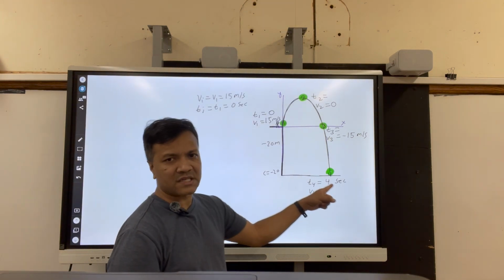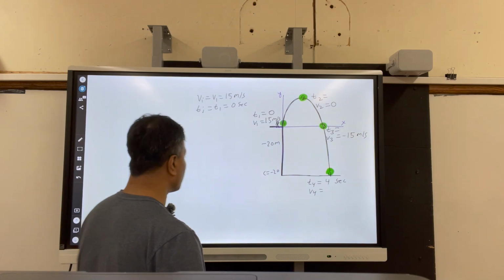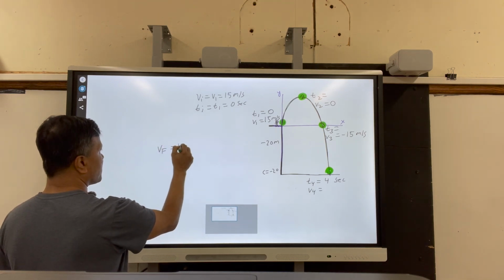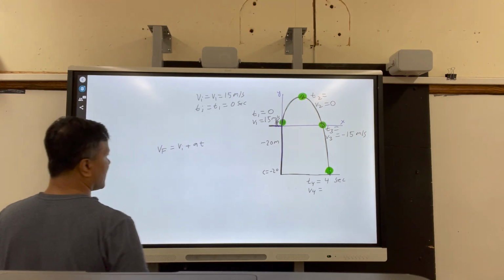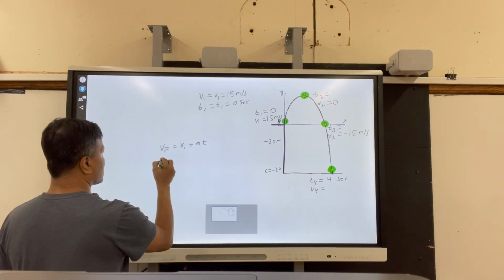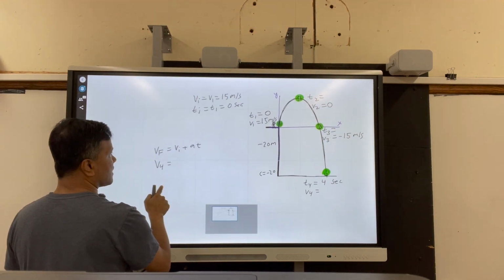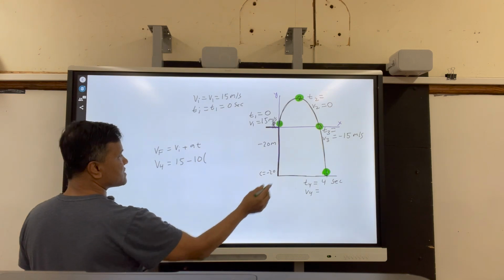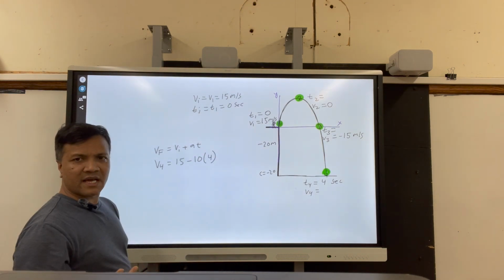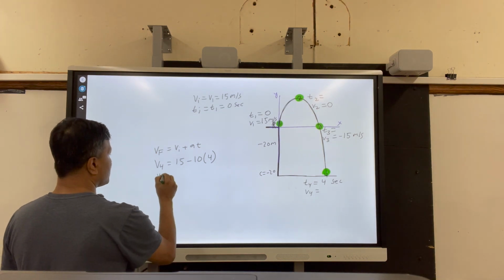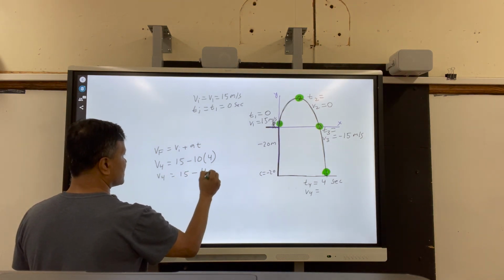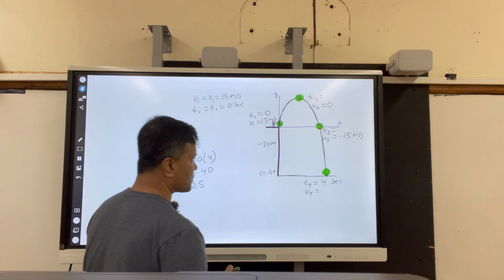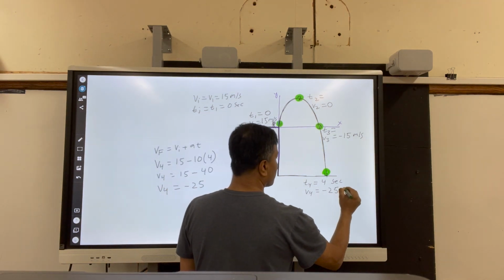Since we have the impact time, we can find the impact velocity. How? This is how. vf is equal to vi plus at, right? Now vf is at location 4, so you're going to say at location 4, initial velocity is 15, minus 10, acceleration due to gravity is 10, and t is of course 4. t can never be negative, t is a scalar quantity. So v4 is equal to 15 minus 40. 15 minus 40 is of course negative 25. So your final answer would be negative 25 meter per second.